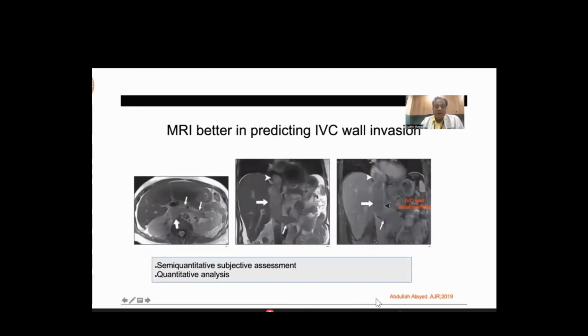MRI is predictive in IVC thrombus, whether it is involving the wall or not. Invasion of the wall of the IVC by the thrombus is very nicely depicted by MRI, which is not very good with CT scan. One should use it when you have this type of patient.